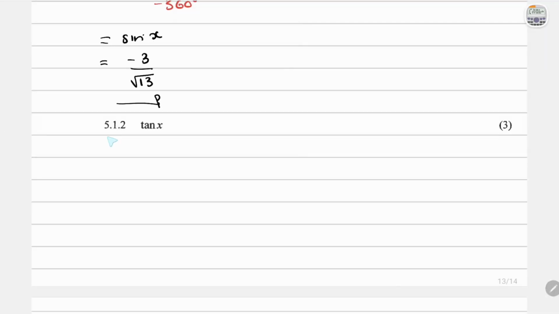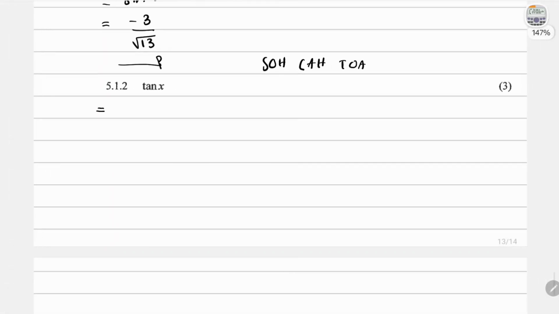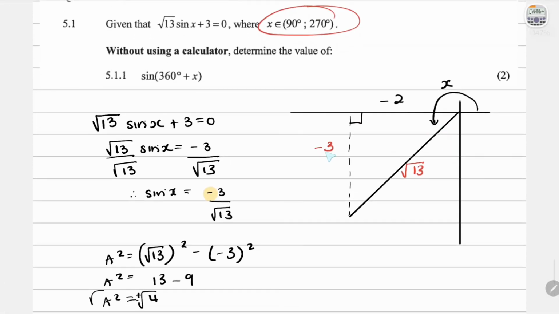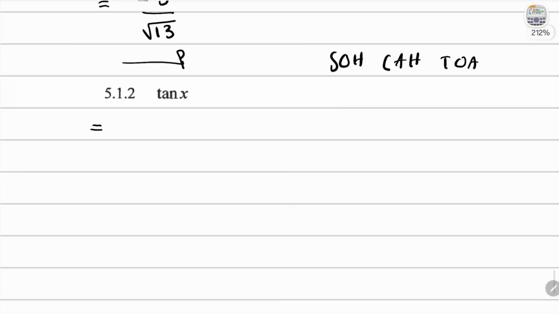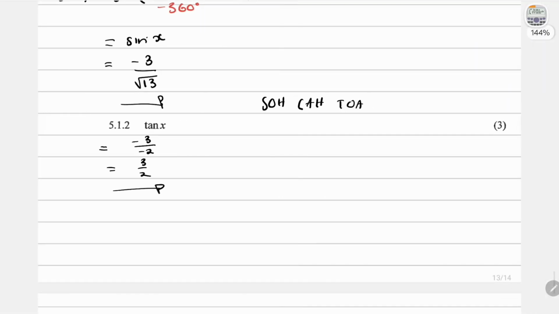Okay, so the next question, 5.1.2, is we have to find the value of tan x. So with tan x, you just have to remember SOH CAH TOA, with all of these really. And so tan is opposite over adjacent. So we're going to take the opposite over the adjacent side. The opposite side is negative 3. Adjacent is negative 2. So you have negative 3 over negative 2, which really just gives you positive 3 over 2. And that is our answer there. Moving on to the next question.